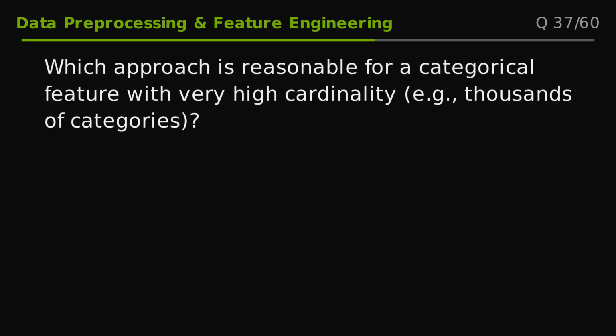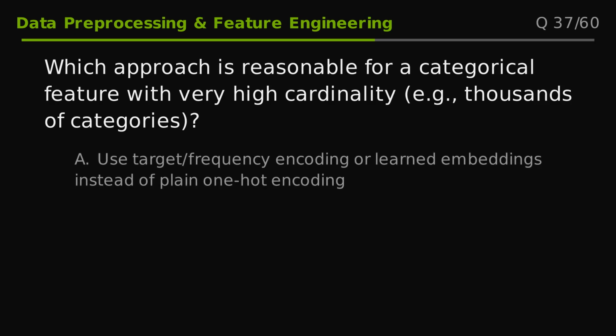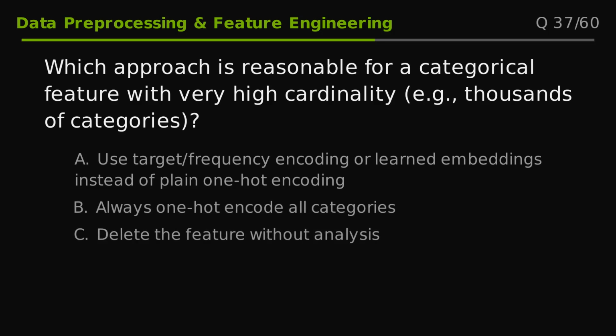Question 37. Which approach is reasonable for a categorical feature with very high cardinality, for example, thousands of categories? Option A. Use target or frequency encoding or learned embeddings instead of plain one-hot encoding. Option B. Always one-hot encode all categories. Option C. Delete the feature without analysis. Option D. Convert it to a single random number.